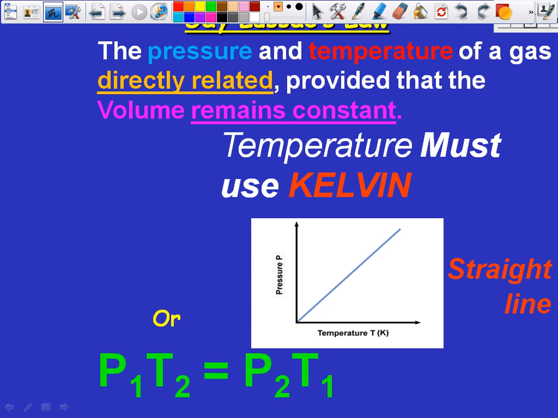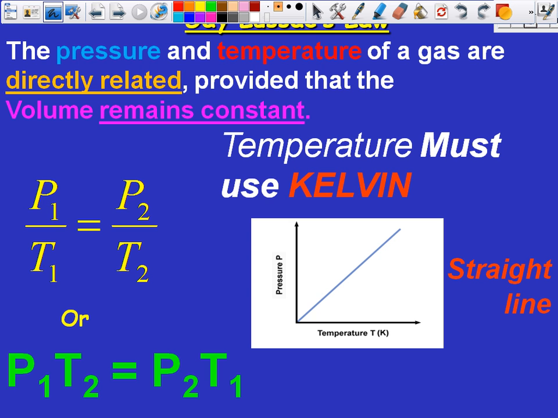All right, the final one, Gay-Lussac. So we've talked about pressure being constant. We've talked about temperature being constant. Well, the last variable that we have to remain constant is volume. That's Gay-Lussac. I don't have an easy way to remember this one, but volume is your constant here.